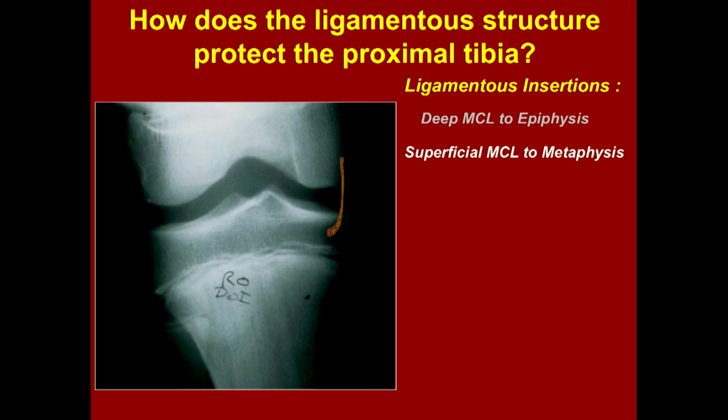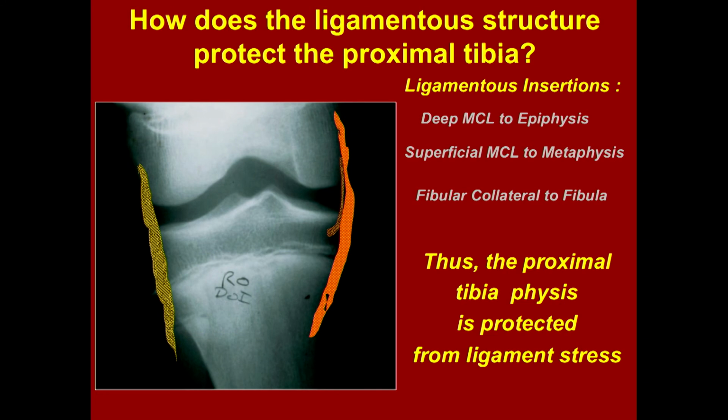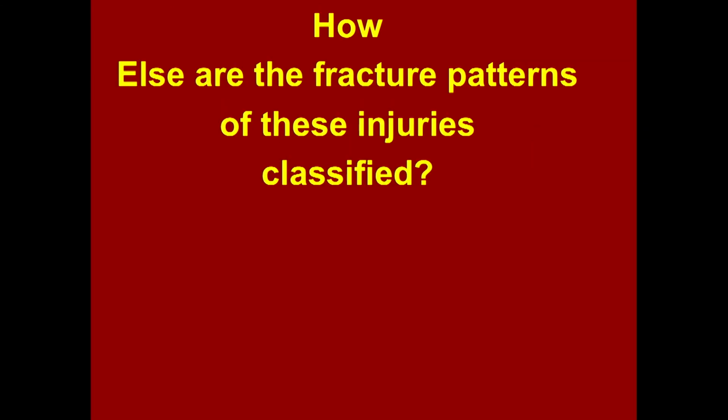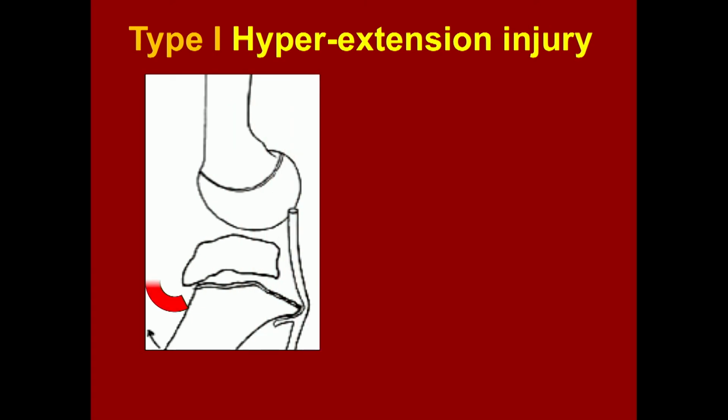The main one is the superficial, and it attaches to the metaphysis. And on the lateral side, you have the joints, and the fibular collateral attaches to the fibula. So the result is the proximal tibia physis is protected from ligamentous stress. Elsewhere, the fracture patterns are classified by the direction of the fracture displacement.